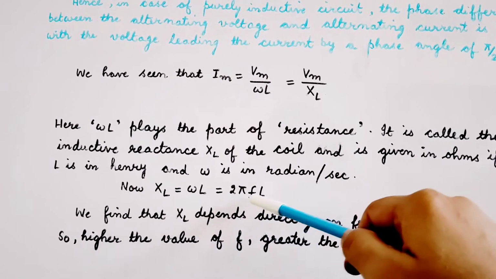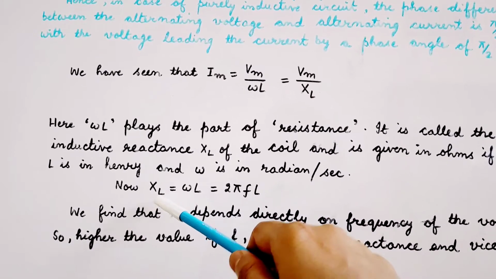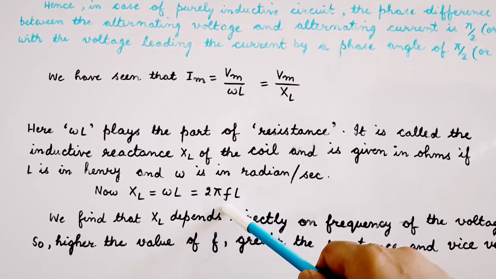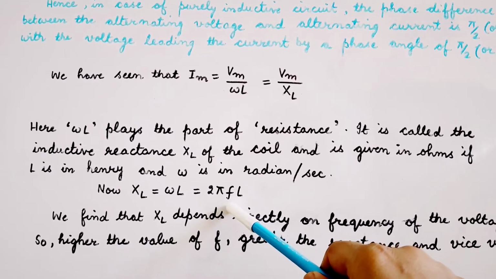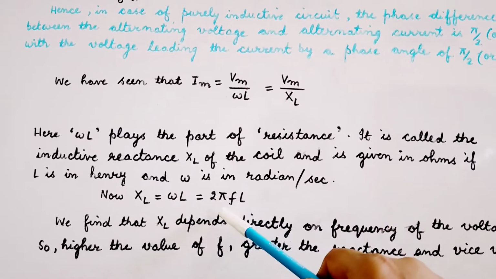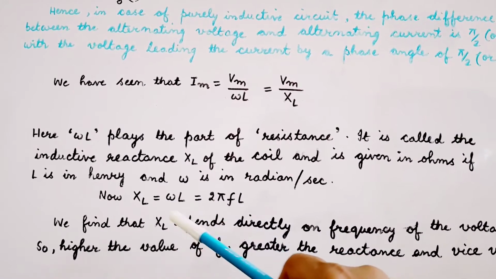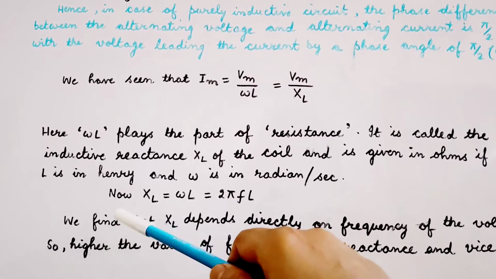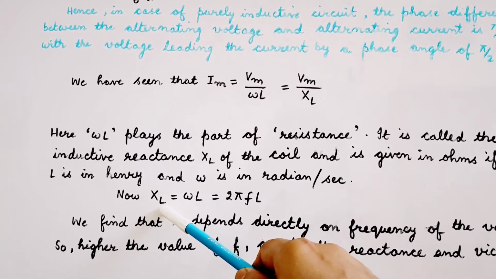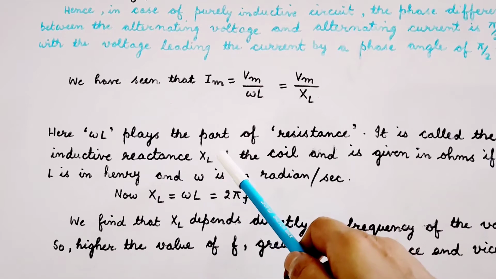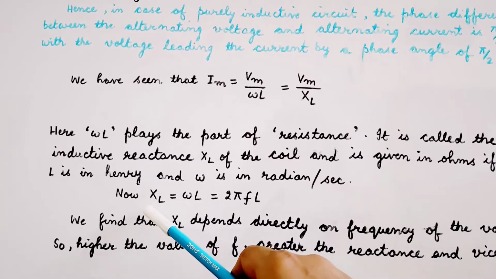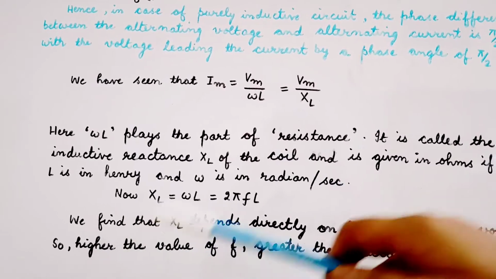From this expression we find that XL depends directly upon the frequency of the voltage. If the frequency is higher, then the reactance will also be greater. Similarly, if the frequency is low, then the reactance will be low. XL is known as the reactance, and since in this case the reactance is due to the inductor, it is called inductive reactance, and the unit of XL is ohms.